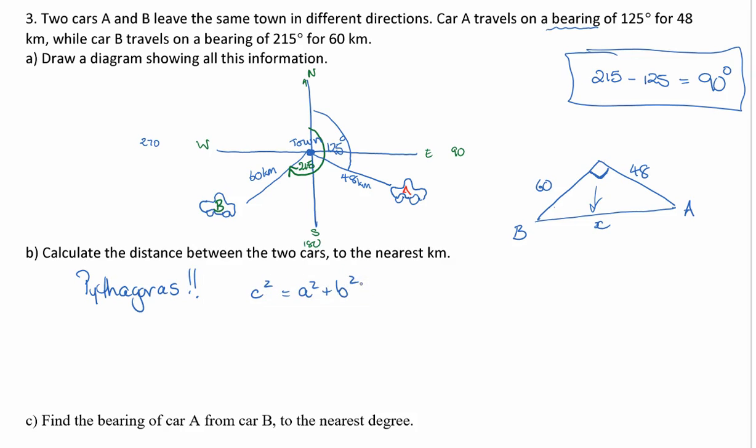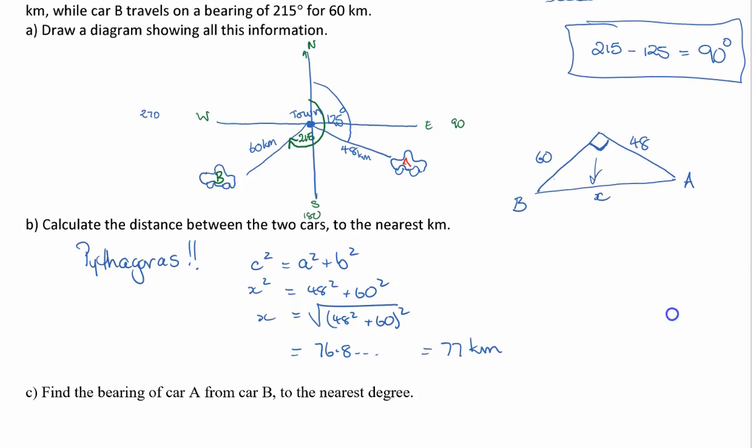I guess the more familiar you are with these concepts, the more likely you are to make the connections to them as well. So my x squared becomes 48 squared plus 60 squared. x will be the square root of that, 48 squared plus 60 squared. And that becomes 77 kilometres to the nearest kilometre.